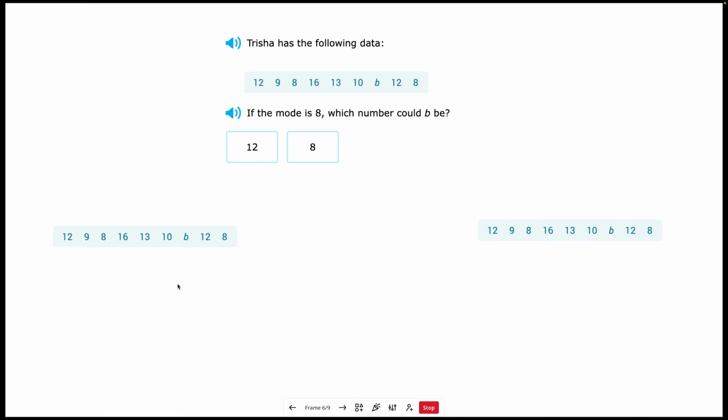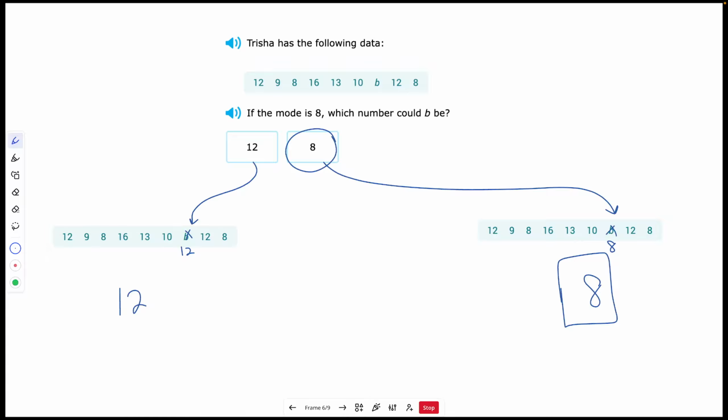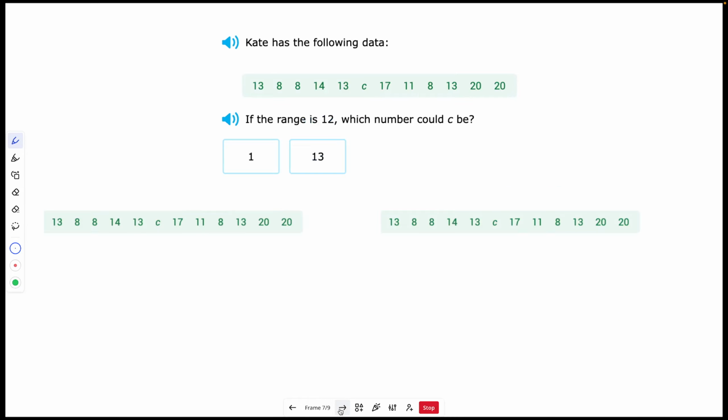All right, for this one, same idea, but this time it's the mode. All right, and here is the mode calculated for both sets. We wanted to get 8, so 8 is the correct answer. Mode is usually like that, where the answer matches exactly with what you see here, but always double check.